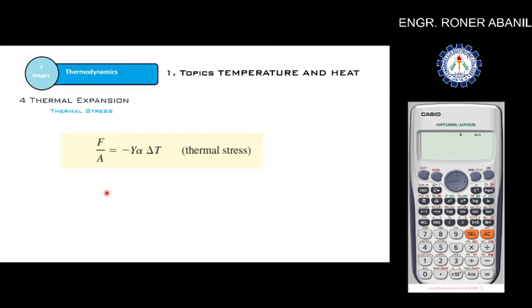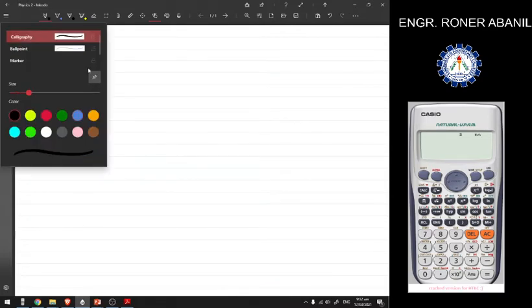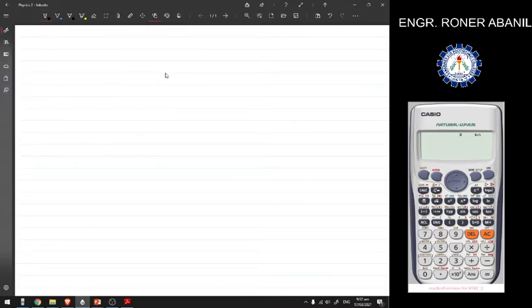So, yung thermal stress natin is meron tayong formula, no, na F/A is equal to negative Y alpha change in temperature. Ayun. So, paano yan na-derive? So, na-derive yan using an experiment, no?